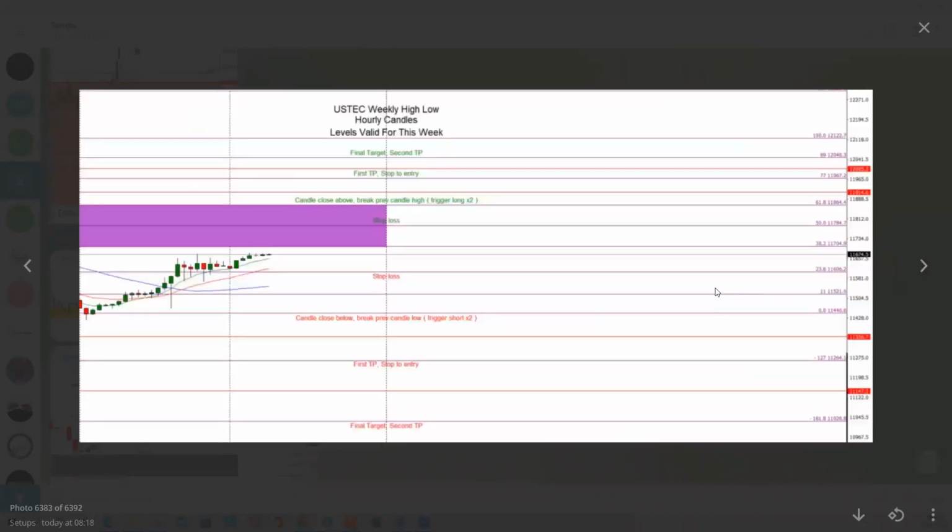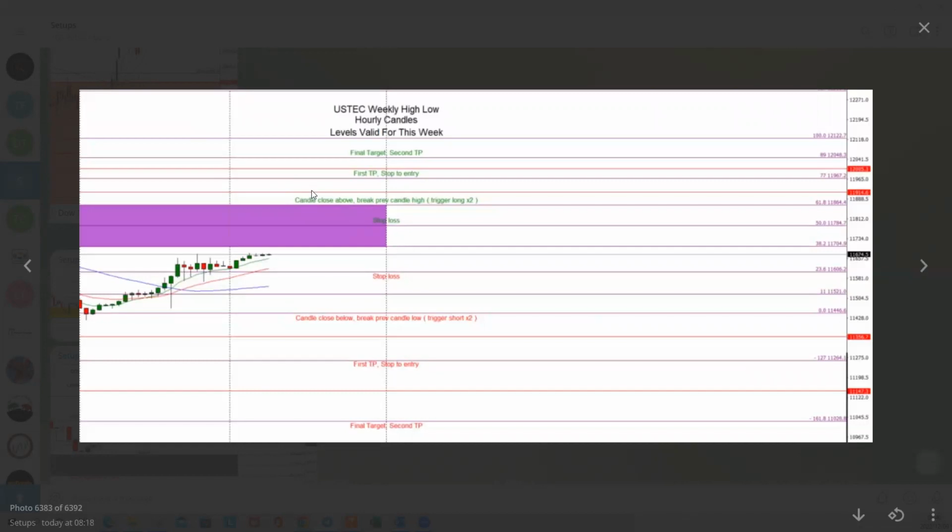On the USD weekly high low, currently between levels of 23.6 and 38.2. If you look at moving averages, 8 is above 21, above 50, that's indicating trend is up. So still looking for that candle close above the 61.8, break previous candle high to aim for the 77 first TP, 89 second TP, stop loss being at the 50.